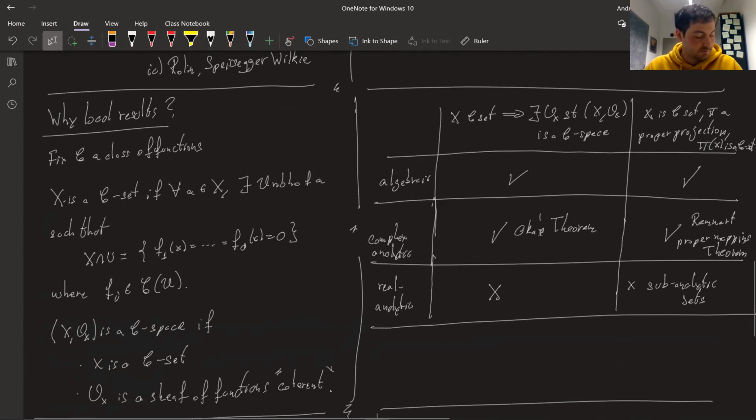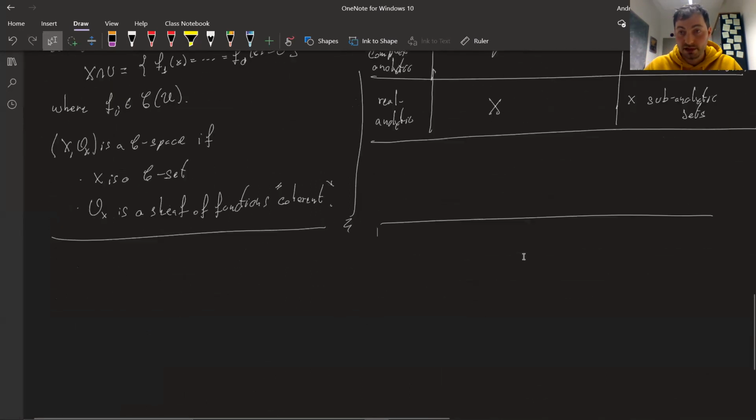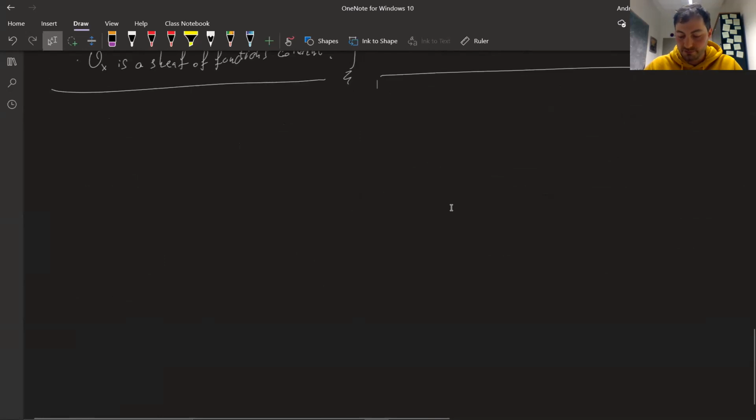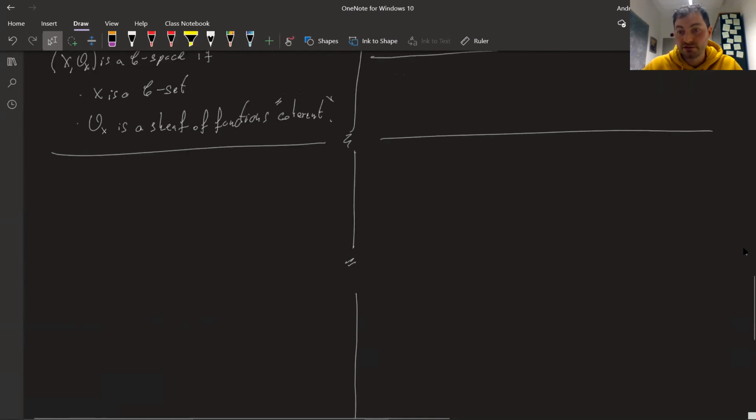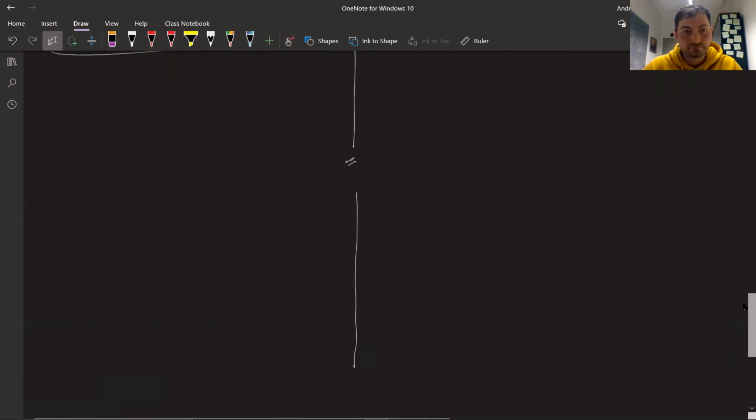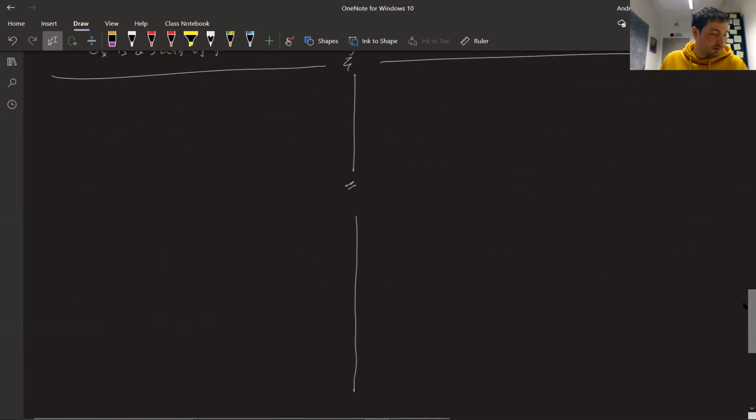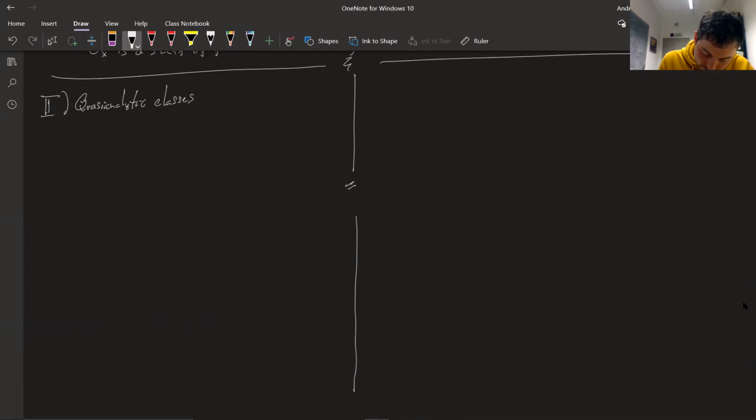In the rest of the lecture today, I just want to talk about the class of functions that we're going to see and give the definitions and everything to set things up for the next course, where we're going to see the results about resolution of singularities. Okay, so part 2: quasi-analytic classes.